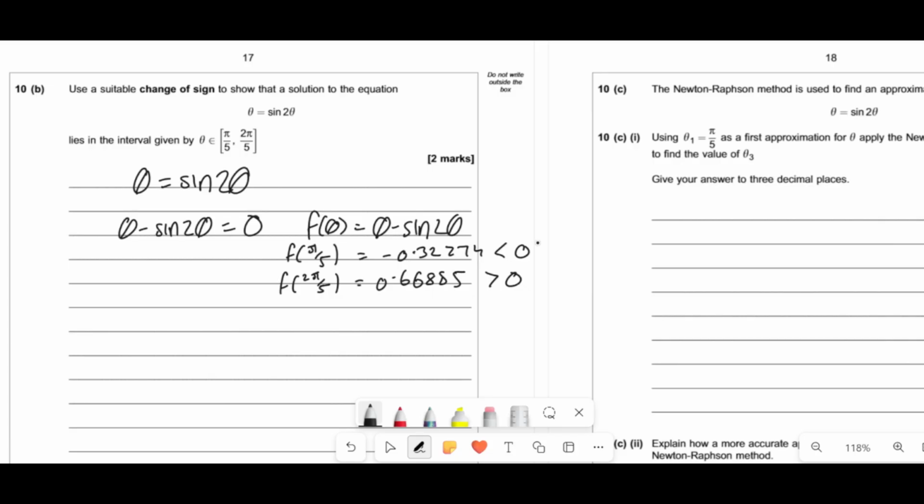that gives us 0.66885, which is greater than 0. Therefore, because there's a change of sign, the solution lies between these. I can't be bothered right now, but there you go.